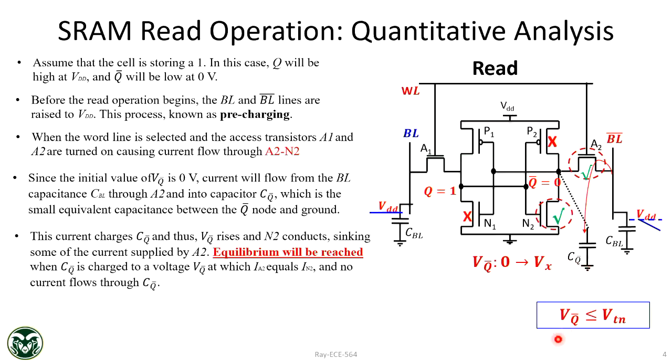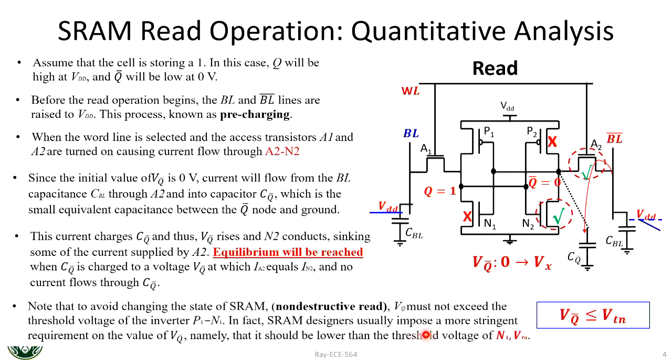So now the question is, we have to find the equilibrium value of VQ bar, and you have to check whether the equilibrium value is less than the threshold voltage value. Otherwise, there is a chance that you will flip the bit. So let's look at how to find the equilibrium value. To make sure that it is a non-destructive read, VQ must not exceed the threshold voltage of the inverter, or more stringently, the threshold voltage of the individual NMOS transistors. That is the criterion we'll be using to make sure that it is a non-destructive read.